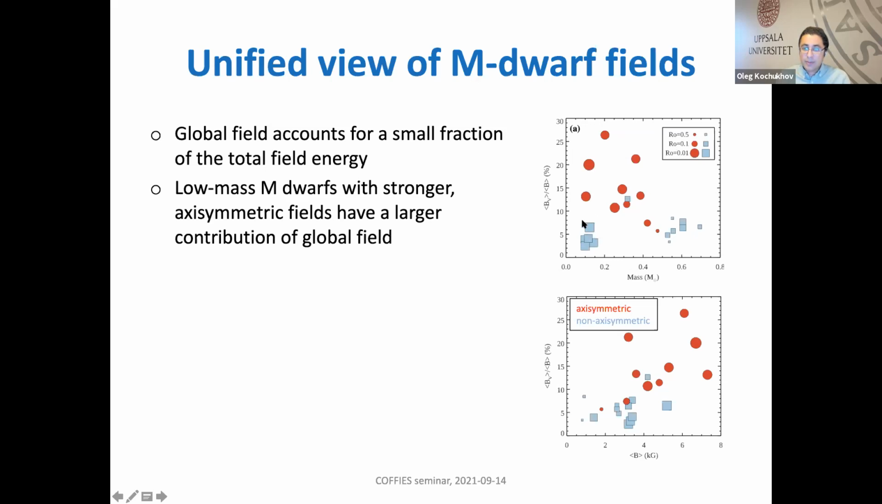So at the same mass, we do have this group of stars with complex weak fields, and then we have other stars. And that is, let's say, a similar ratio plotted as a function of total field strength. So if stars have a stronger field, then there is a tendency for a larger fraction of that field to be at large scales. So there is this trend as well. And so how can we understand, at least visually, if not from first principles, the structure of M-dwarf magnetic field?